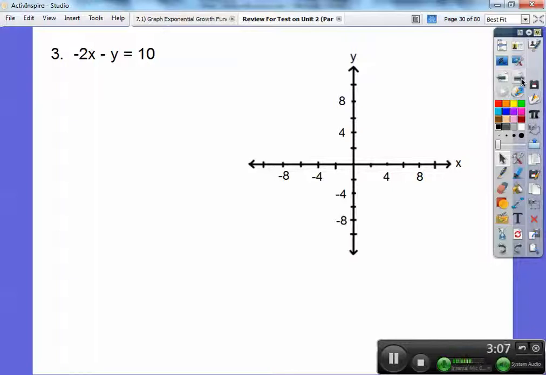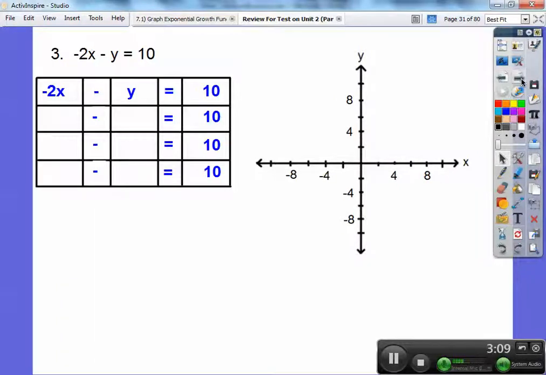One more, you guys. Negative 2x minus y equals 8. Here's my T-chart. 0 is always a good one, you guys. So with x as 0, that goes away. I'm left with 0 minus y equals negative 10. Did I say 8? I'm at negative 10. Negative y equals 10. If I divided both sides by a negative, I get y equals negative 10.